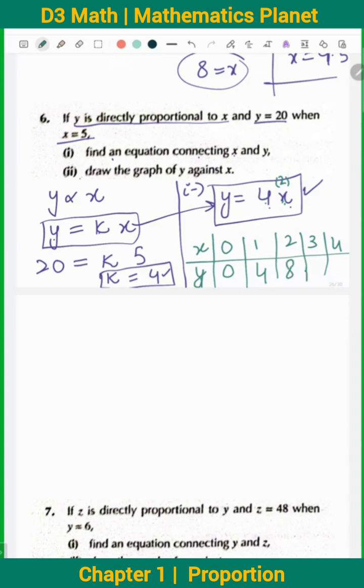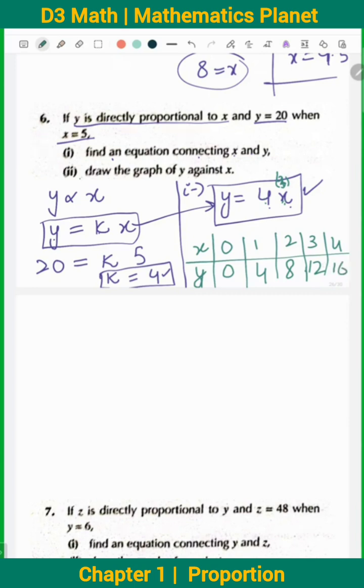If x is 3, what will be y? 12. If x is 4, what will be y? 16. Yes, 4 times 4 will be 16. Alia, are you getting it? Asif, are you getting it? Yes, ma'am. Okay.